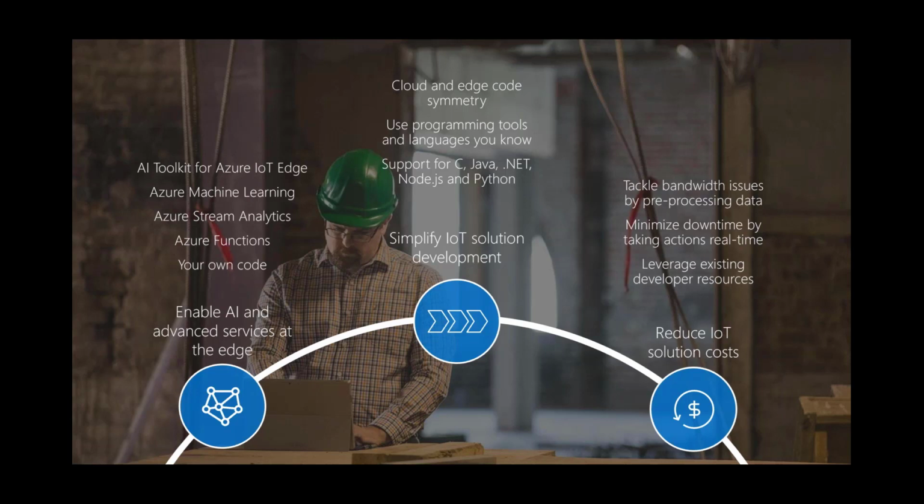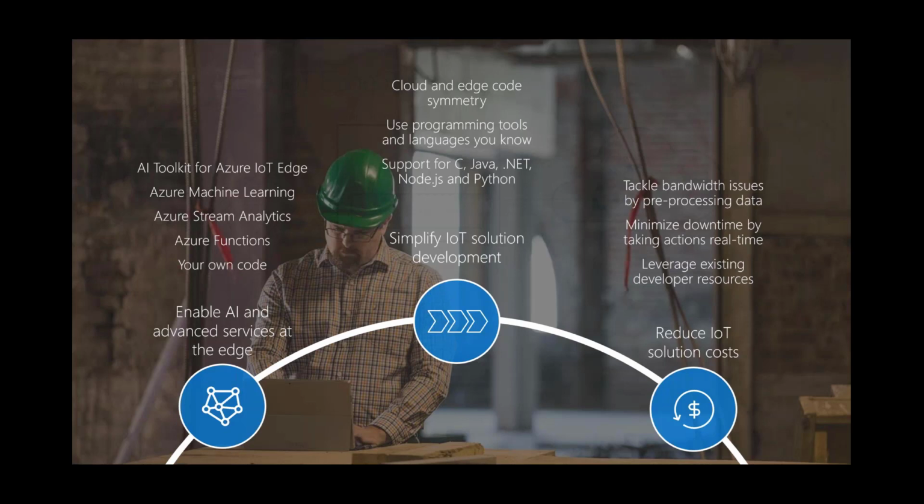So the original gateway idea was about protocol translation and very basic compute on the edge. But of course, we all know that the edge and the term intelligent edge requires a lot more than that. So we can see here over the left-hand side, machine learning, stream analytics, Azure Functions, all those run out on the edge. And I'll be talking about stream analytics and functions specifically. And your own code, of course, so you can write your own modules. There's, again, an SDK to help you do that. Again, the whys on the right-hand side: bandwidth issues, downtime, by taking real-time action at the edge. And of course, the main thing is that symmetry, again, leveraging your existing resources.